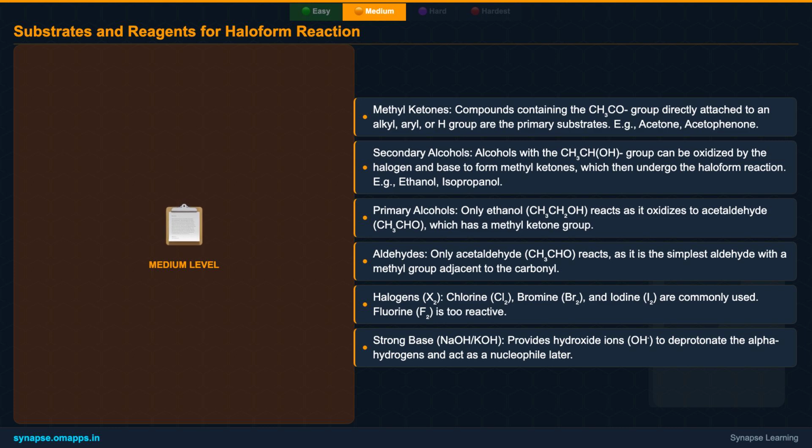Secondly, certain secondary alcohols, those with a CH3-CH(OH) structure, also react because they can be oxidized in situ to form methyl ketones. Ethanol is a unique case among primary alcohols as it oxidizes to acetaldehyde, which then reacts. So, only acetaldehyde among aldehydes and ethanol among primary alcohols undergo this reaction. For the reaction to happen, we need a halogen, typically chlorine, bromine, or iodine, and a strong base like sodium or potassium hydroxide, which provides the essential hydroxide ions.